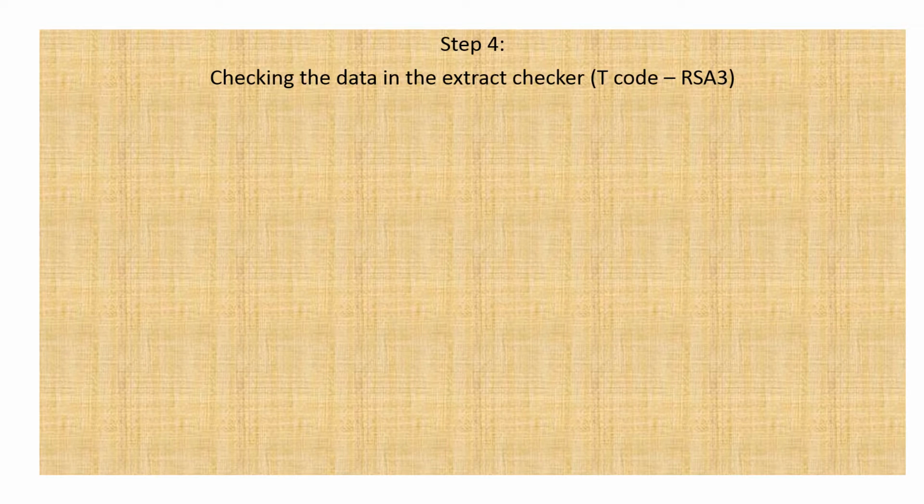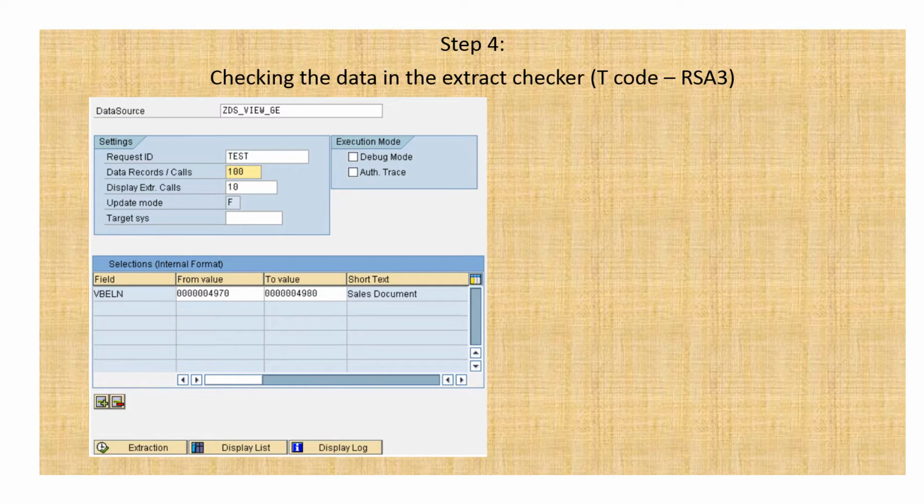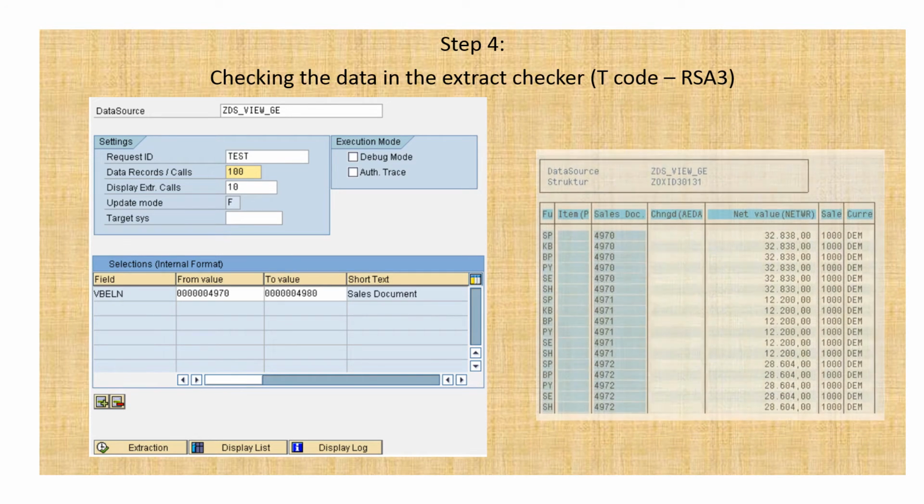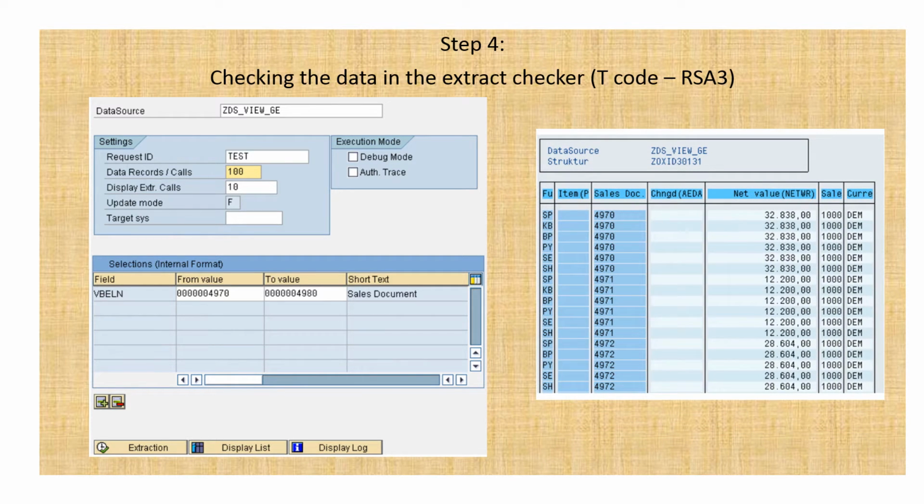Now I will move to the next step, that is checking the data in the extractor checker. Once all your steps are ready and activated, you can check the data in RSA3. You have to go to RSA3 in the source system, put in the data source and the field, give a value in this field, and then select extraction, and this will pop up a result. If the data is there in the table, it will show the data in your data source.